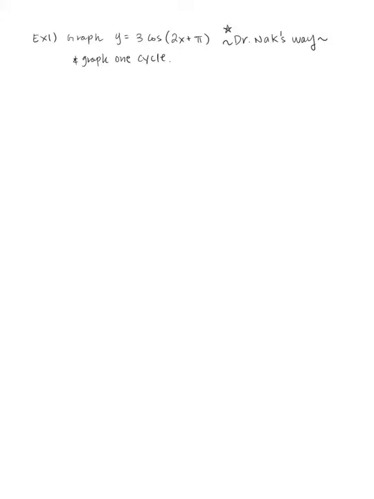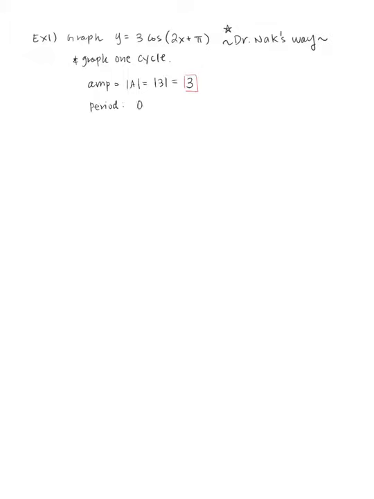Okay, so first, let's go with the amplitude. Just like when we did the graphing for sine and cosine, we're going to follow the same procedure. So the amplitude is the absolute value of a, which is the absolute value of 3, which is 3. And let's just go with the period. So what is the period of cosine of x? It's 2 pi.